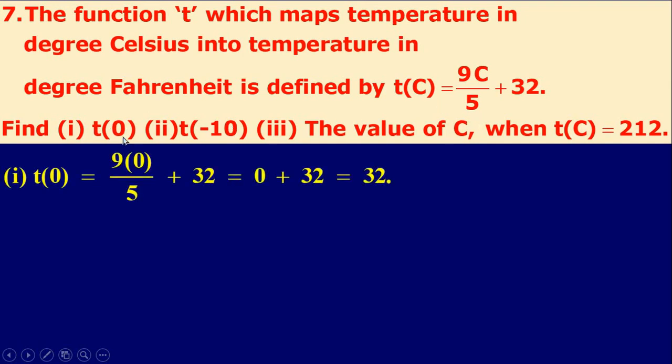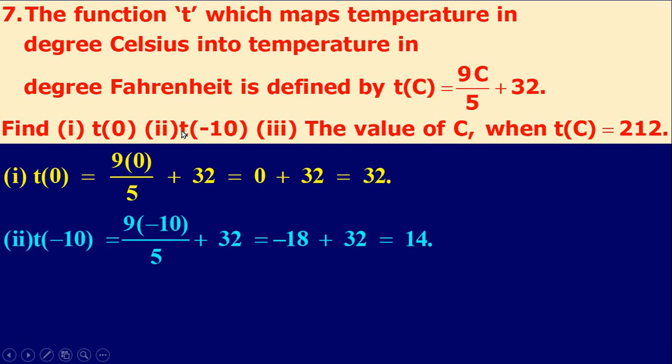So first we find T of 0, that is, substitute C equal to 0. So we get T of 0 is 9 into 0 divided by 5 plus 32. 9 into 0 divided by 5 is 0. So 0 plus 32 is 32. So we get T of 0 is 32. So that is, when temperature in degree Celsius is 0, we get degree Fahrenheit is 32.